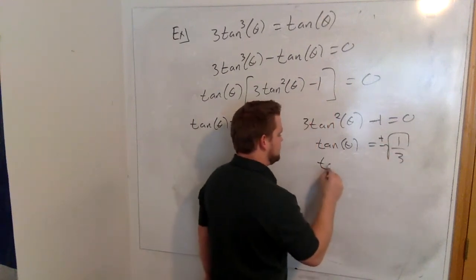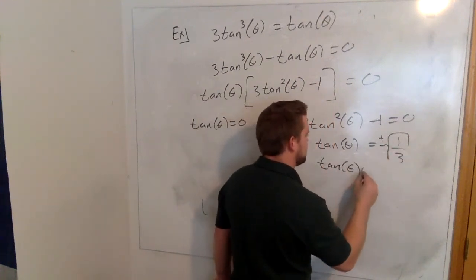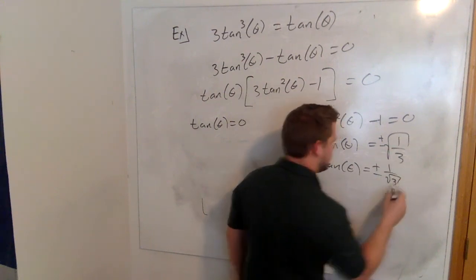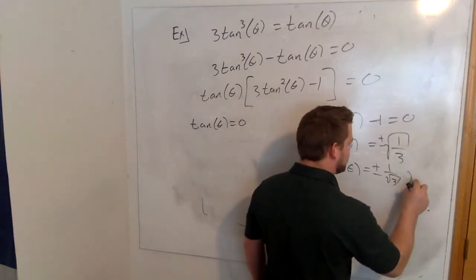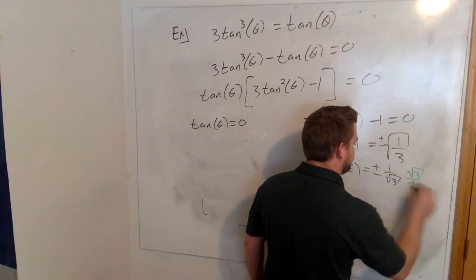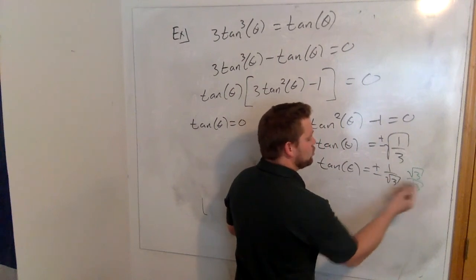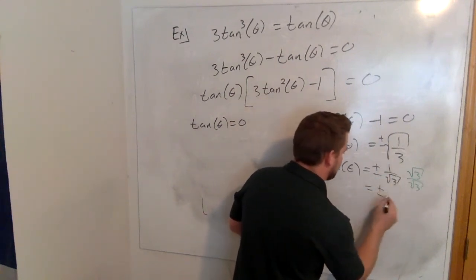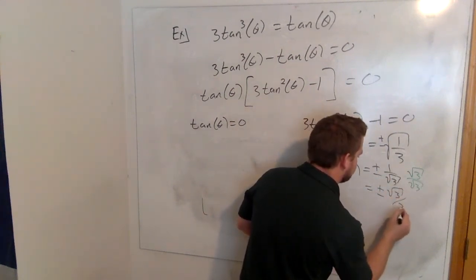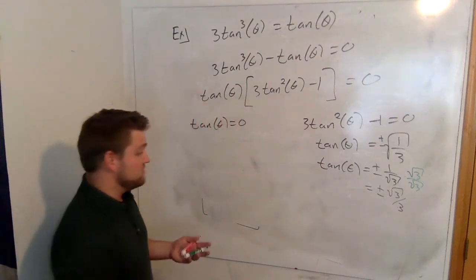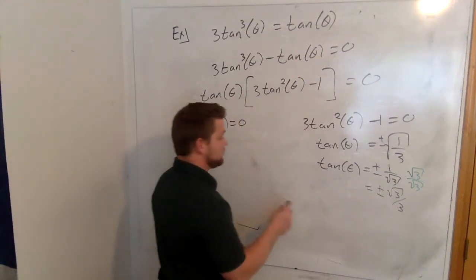So we have that the tangent of theta could be equal to plus or minus 1 over root 3. But if we rationalize the denominator, root 3 times root 3 over root 3, this is the same thing as root 3 over 3. So plus or minus root 3 over 3. So actually, we have 3 basic trig equations we need to solve. We have tan of theta being equal to 0.